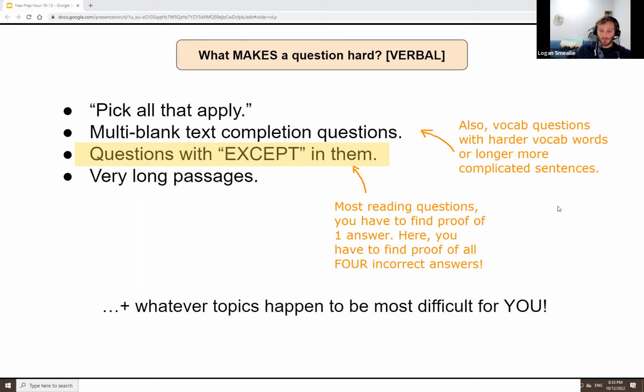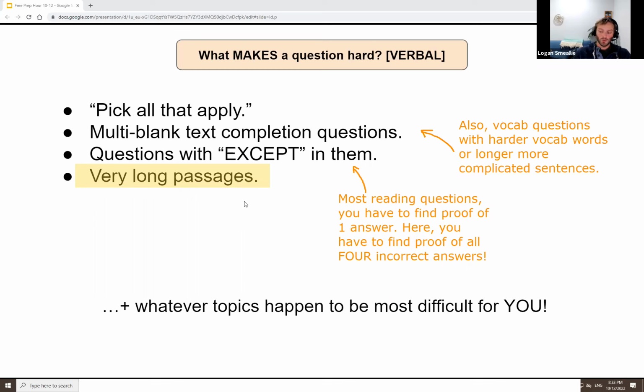And then last but not least, for sure, is once per test, you're going to get a passage that's way longer than all the others. Most passages are 1 or maybe 2 short paragraphs. Once per GRE, you will see a reading comp passage that is more like 3 or 4 paragraphs, and they can throw people for a loop timing wise.